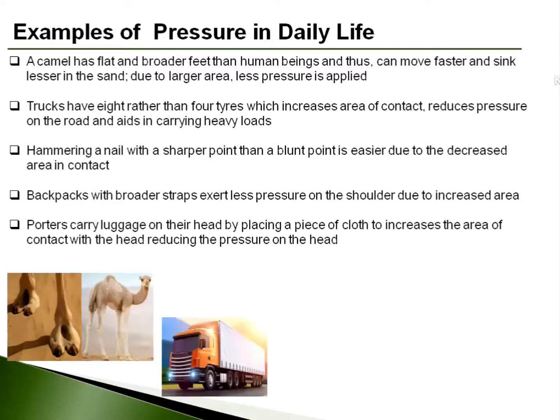Trucks have 8 to 10 tires rather than the standard 4 because the increased area of contact reduces the pressure of the weight of heavy goods on the road, thus allowing easy carriage of heavy goods. Hammering a nail with a sharp point is easier than with a blunt point due to less area of contact and increased pressure on the head of the nail.